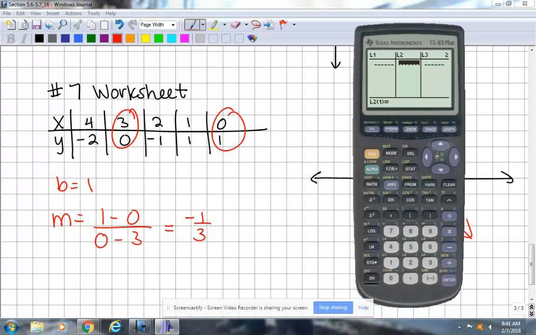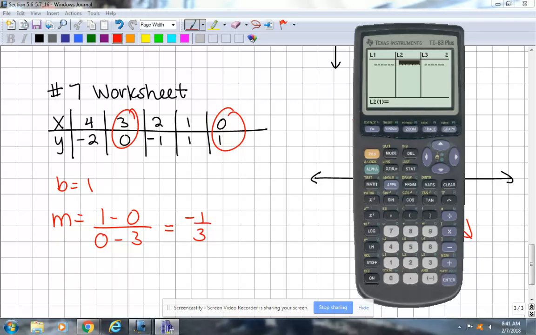Grabbing this one. Now you got L1? Yes. Okay. All right, does everybody have an L1 and L2 and it's clear? Okay, so your L1 is going to be your X's and your L2 is going to be your Y's.